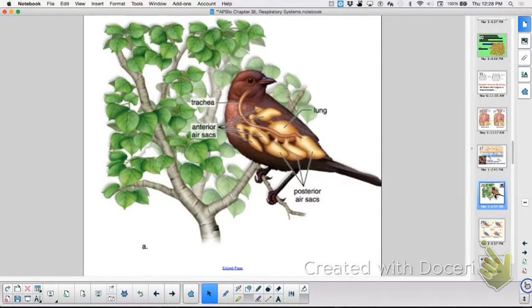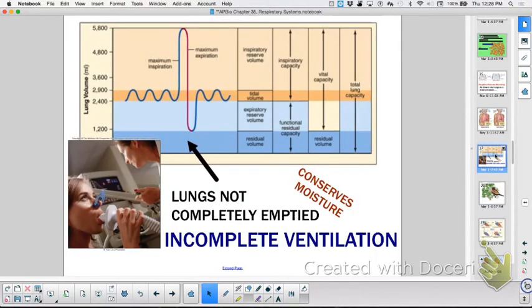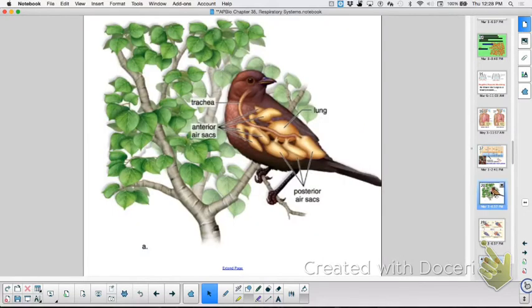Sorry about that. I skipped a couple things there. We just said that tidal volume is what? Normal breath, and vital capacity is your maximum. And then we said what was unique about birds? Unidirectional airflow through their lungs, the parabronchi of their lungs.